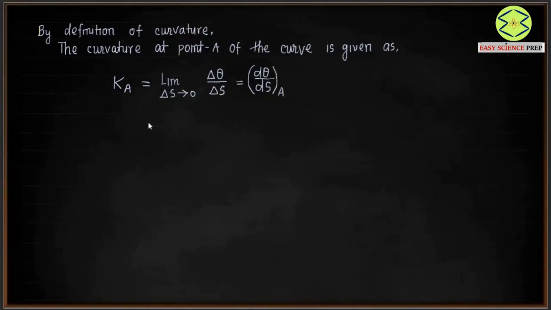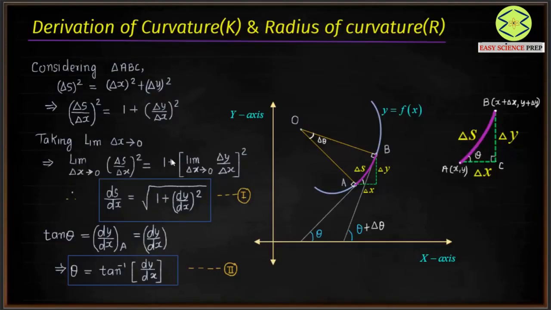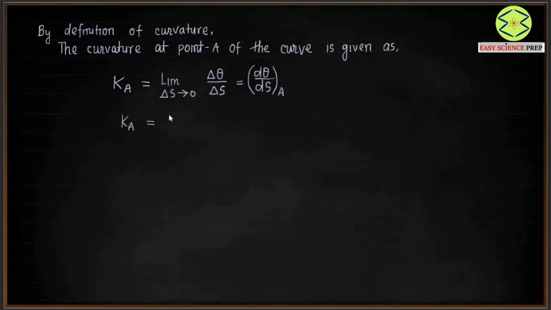So let me simplify this. I will not write A here because by default we are referring to point A only. So I can simply write this as d theta by ds, the rate of change of direction with respect to the length of the curve. Now to simplify this, because I cannot directly find the differentiation of theta with respect to length of the curve, I'll do a small modification: d theta by dx times dx by ds.